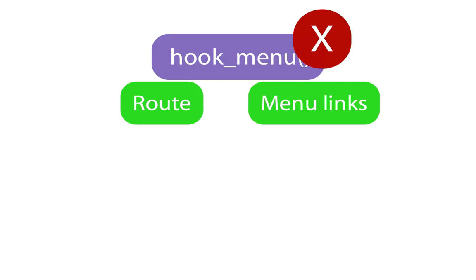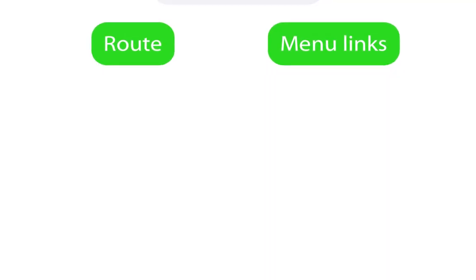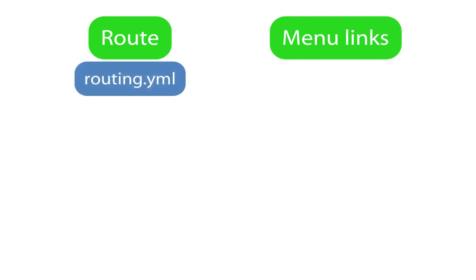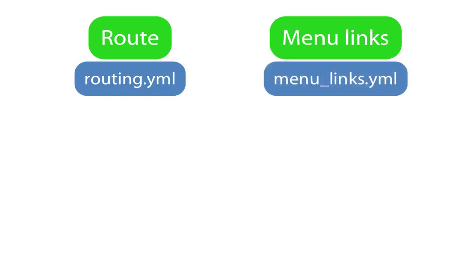In Drupal 8, this has been split into two separate parts. One is going to be found in the routing.yml file, and that's where we define the actual path that returns the content or output that we're looking for. And the other is going to be found in menulinks.yml, and that's where a module defines where exactly links to that page will display. So we don't actually need hook menu anymore.